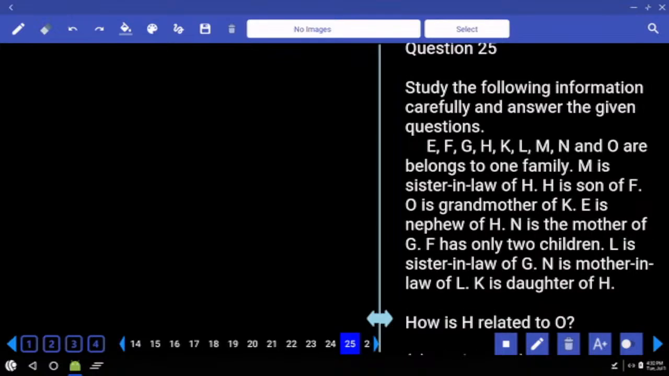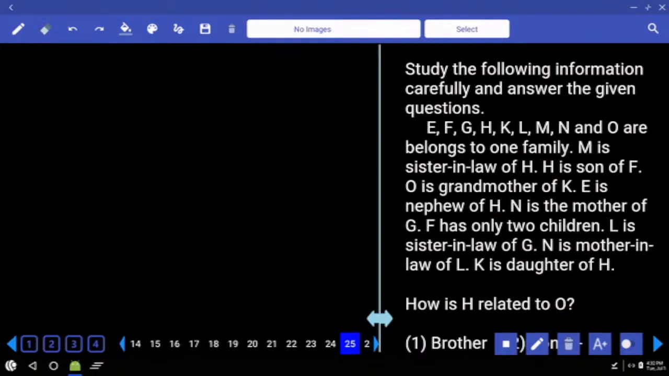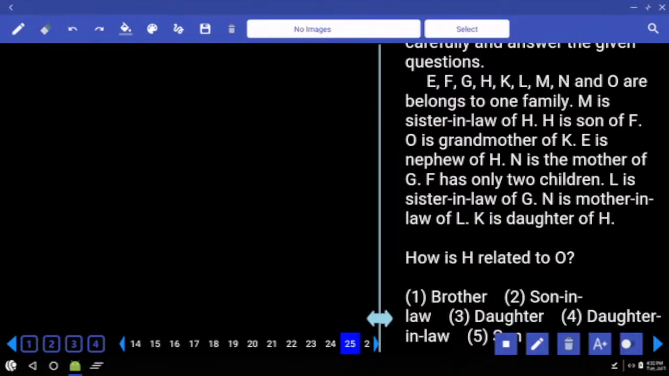Then E, F, G, H, K, L, M, N, O, 9 persons belong to one family. M is a sister-in-law of H. Can you directly start with this? No. Then H is the son of F. F is here. Then H is the son of F. O is the grandmother of K. E is a nephew of H. Now E is like this nephew. H's sibling's son is E.